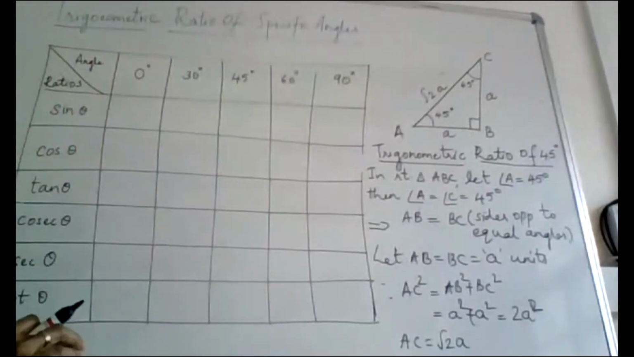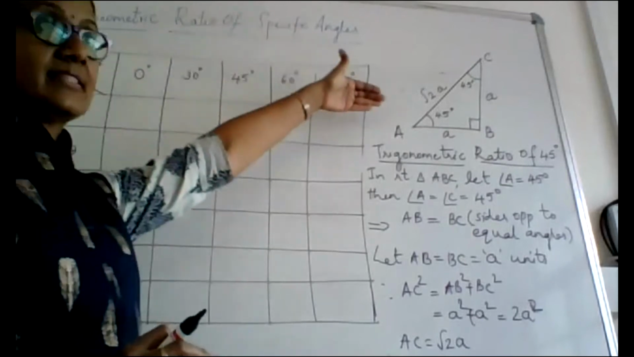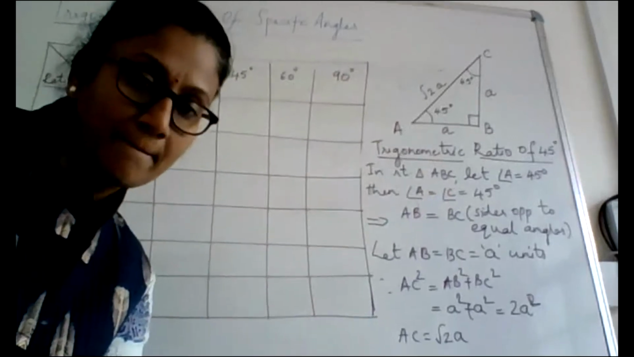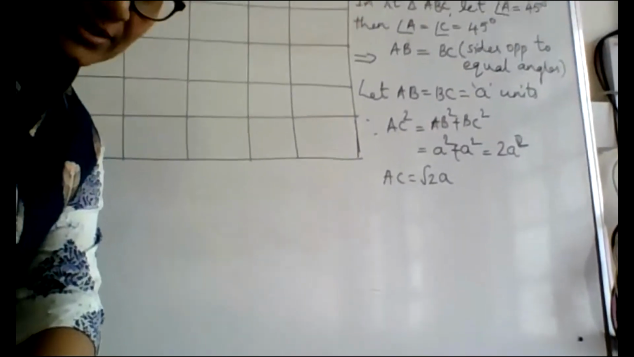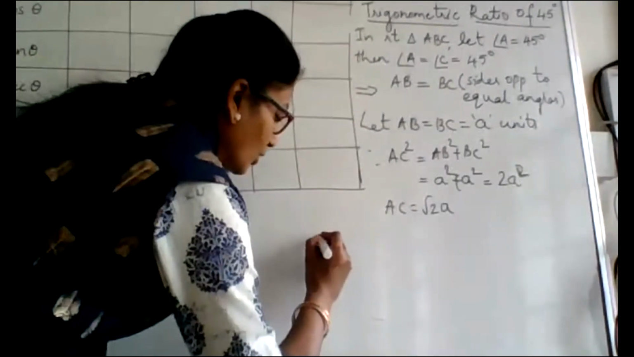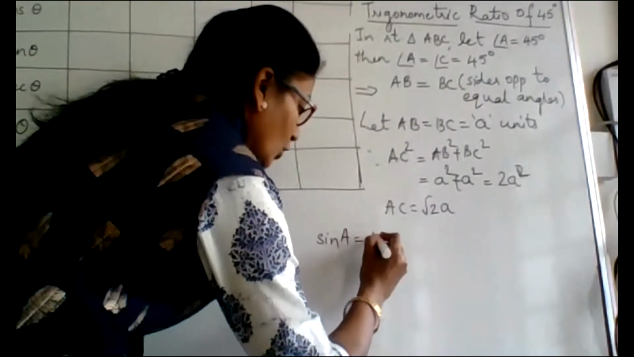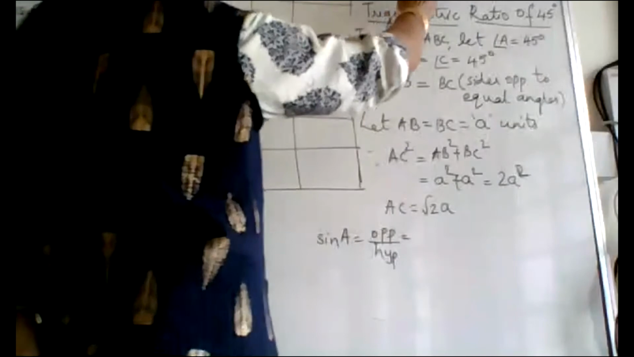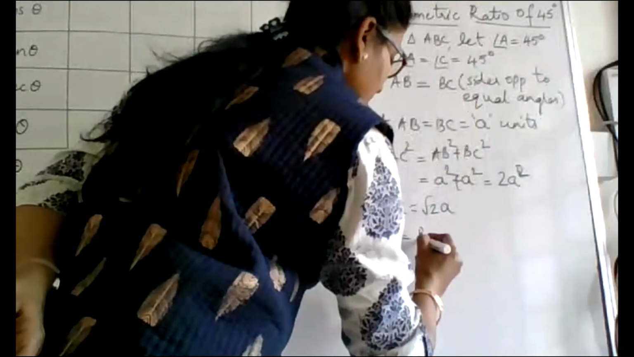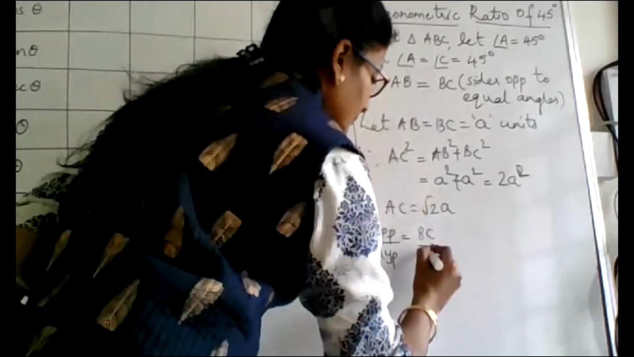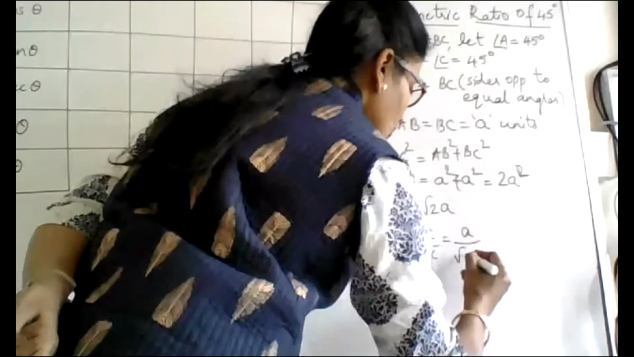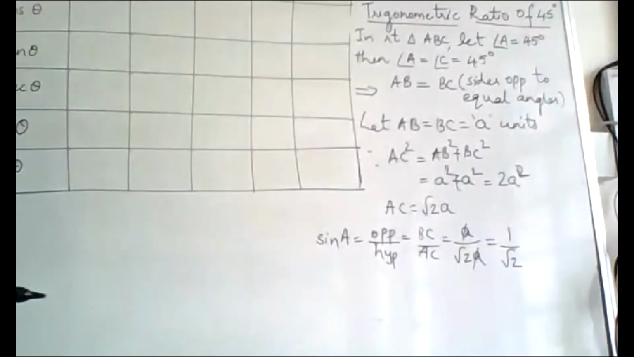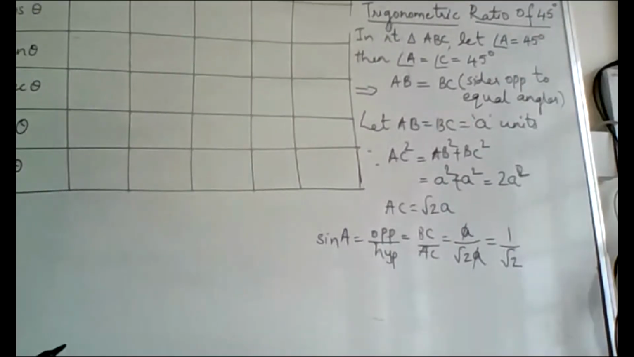Can I find out all these 6 ratios now using this triangle? Now your A is 45. So first I will find out, I'm just bending my screen so that I can write below. Sine of angle A is opposite by hypotenuse. What is the opposite with respect to A? It is the side BC, that is BC by AC. BC is A and AC is root 2 times A. So A and A will get cancelled, and I have sine of angle A equal to 1 by root 2.